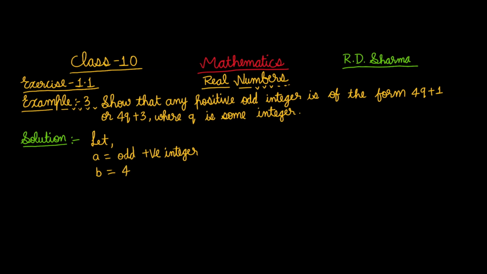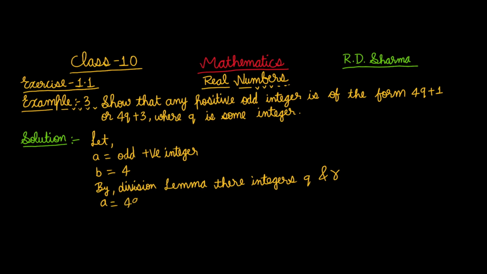So by division lemma, there exist integers q and r such that a is equal to 4q plus r, where 0 is less than or equal to r, which is less than 4.